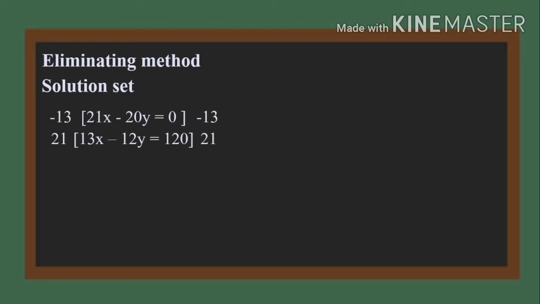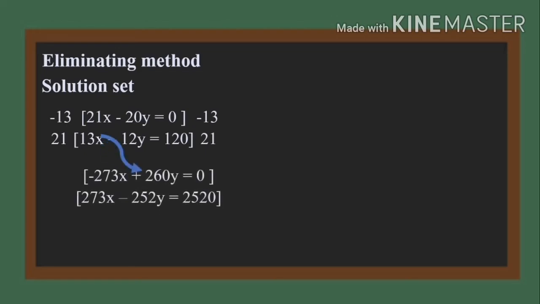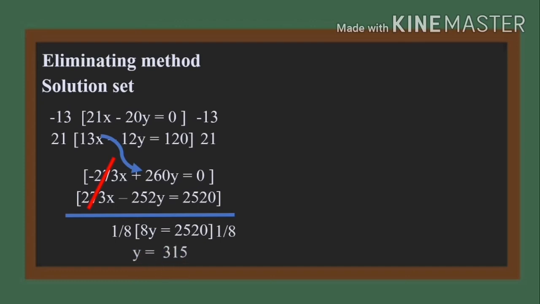Then, we are going to have two new equations and we need to get the sum of them. So, cancel out the x, and the sum of the two equations is 8y is equal to 2520. To get the value of y, we need to divide both sides by 8 or multiply both sides by 1/8. Then we get y is equal to 315.